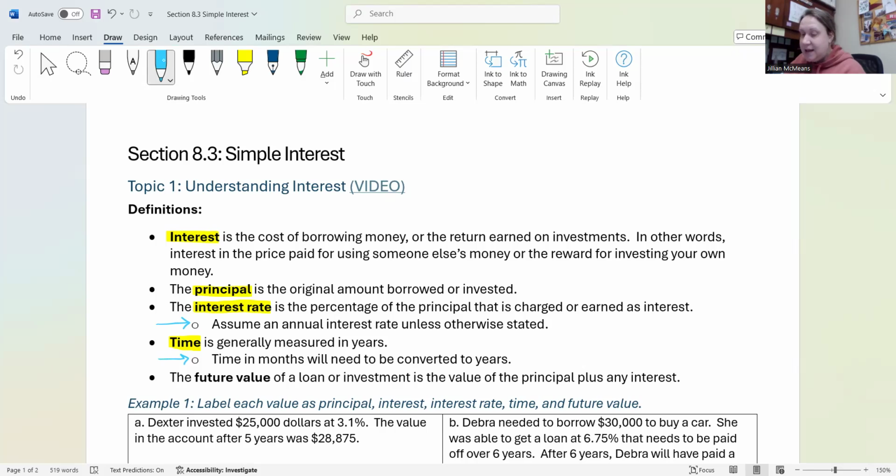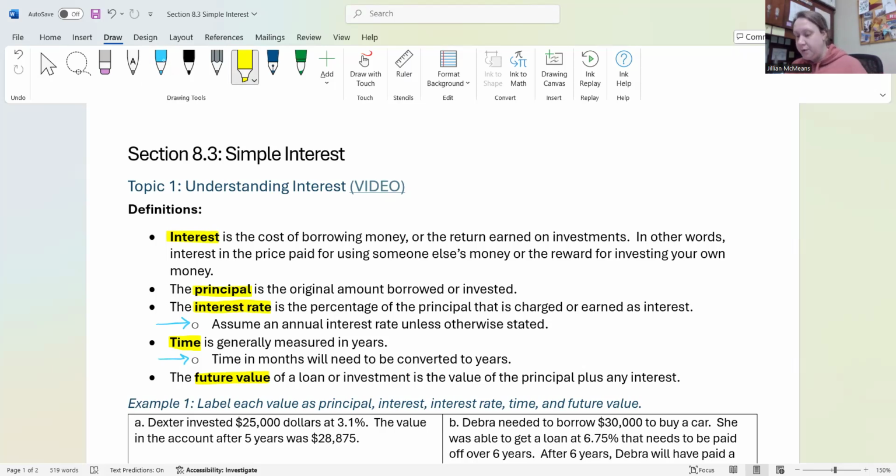And then another piece that we're going to talk about eventually in this worksheet is future value. The future value of a loan or investment is the value of the principal plus any accumulated interest over time. So if you invest $10,000 today, in 20 years that might be worth $12,000. The value in that account, with the principal that you started with plus any interest, is your future value.